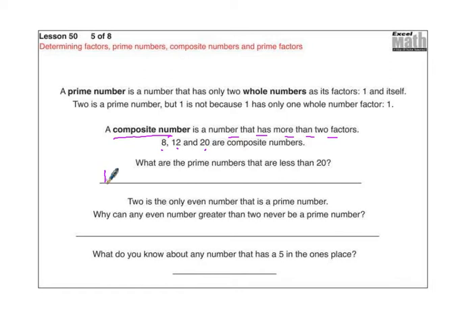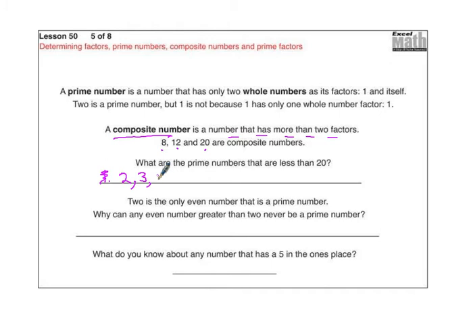Go ahead and write a 1 here, and then, well, we don't want 1 because 1's not a prime number, right? How about 2? Yes, 2's a prime number because 1 times 2, that's it. Those are the only factors. Is 3 a prime number? Yes, because 1 times 3, that's it. There are no more multiplication problems that make 3 besides 1 times 3.